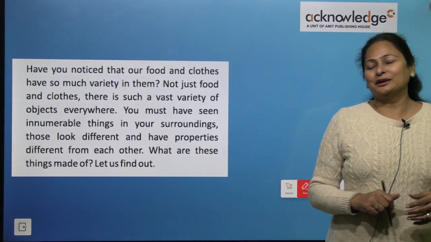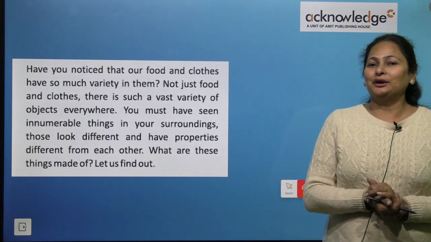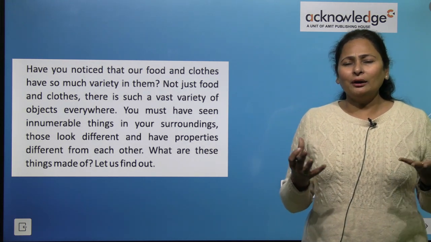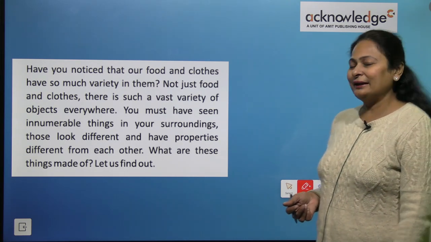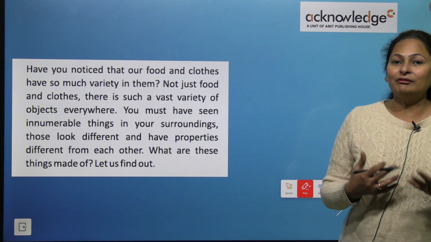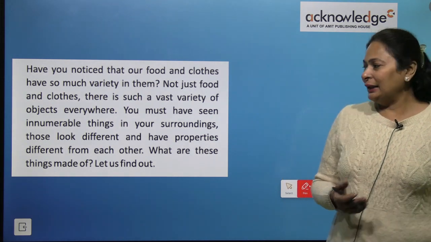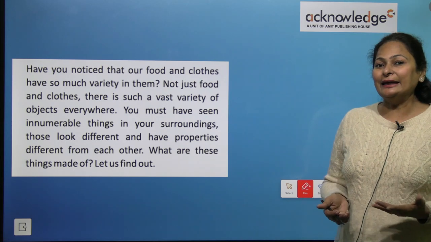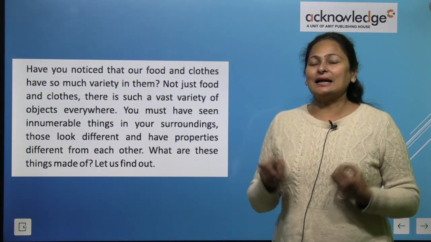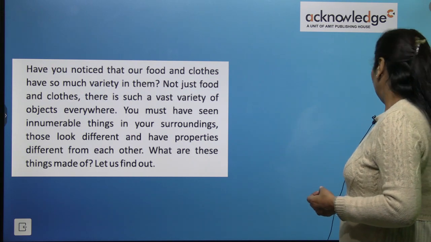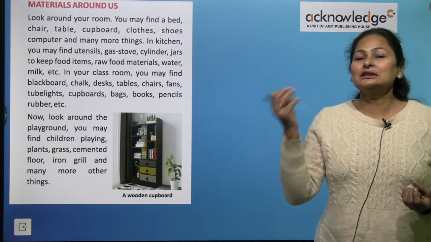Now, not just food and clothes, there is such a vast variety of objects everywhere. If you look around yourself in your room, you'll find a lot of things, right? You have seen innumerable things in your surroundings, right, kids? Those look different and have different properties. The things that surround us have different properties and are different from each other. They look different, right? So what are these things made of? We'll discuss what material these things are made of, what the properties are, and why we should use this material to make this product, right?